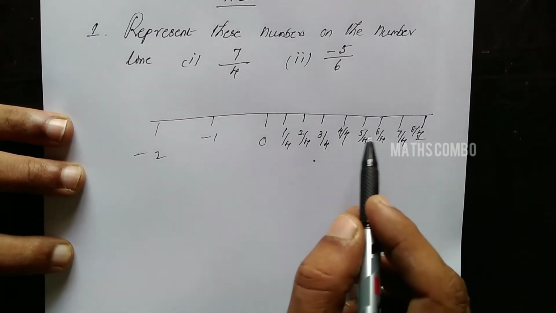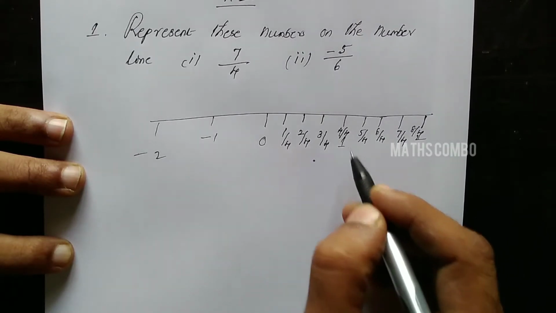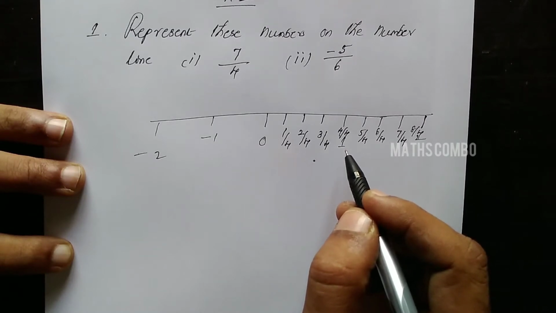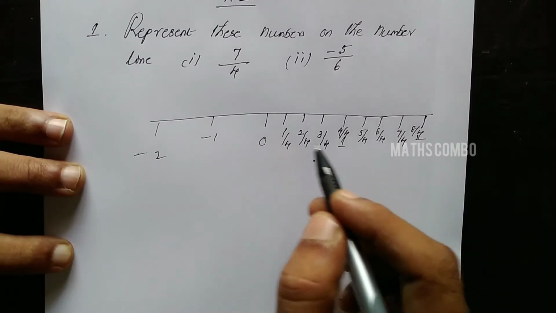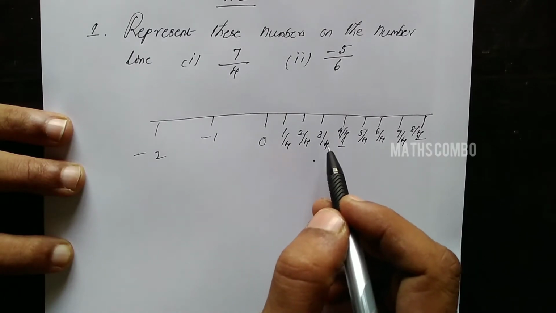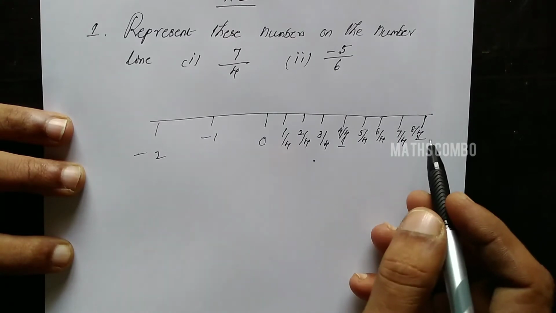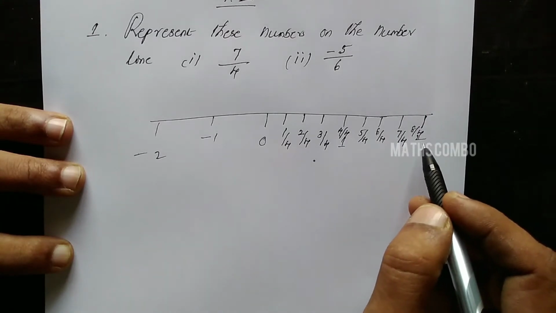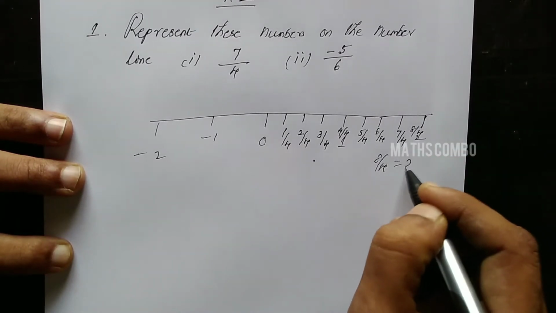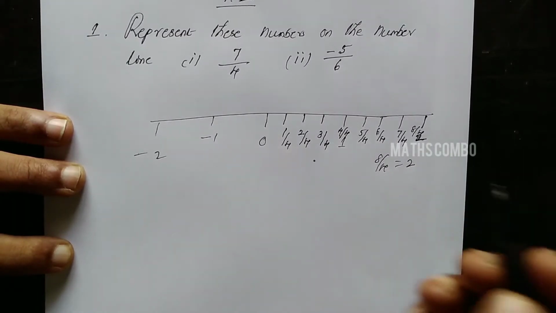Let us take this one. Let us consider this one as 1 centimeter. Then that 1 centimeter is divided by 4, so it is split into 4 parts. So 1 by 4, 2 by 4, 3 by 4, 4 by 4, 5 by 4, 6 by 4, 7 by 4, and naturally it is 8 by 4, simply nothing but 2, because 8 by 4 is 2. So we are in the second centimeter.